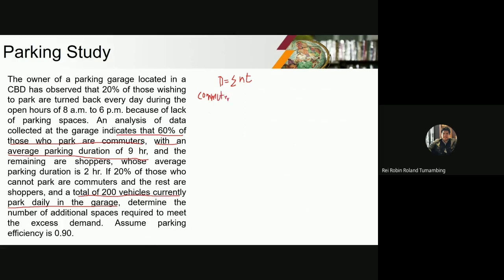Commuters is equal to 200 times 0.6, 60% daw is commuters who park for 9 hours. Okay? So, this is equal to 1,080 space hours.